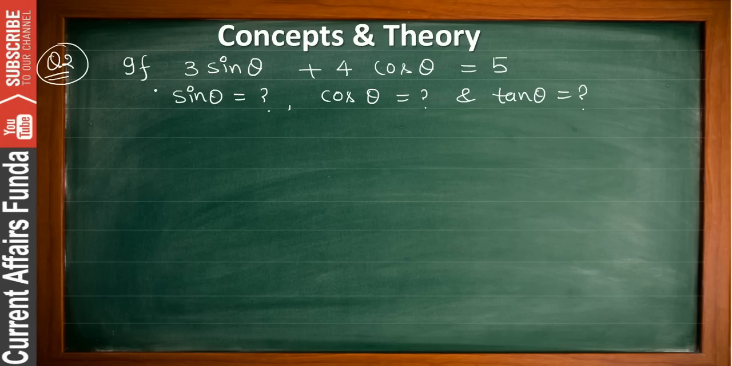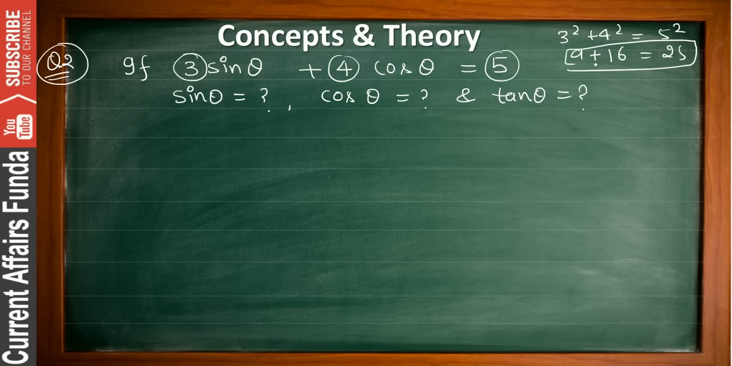Okay, so as usual, I have told you already, if these values are making a triplet, that means 3, 4 and 5. So check, kindly note down, 3 square plus 4 square, that is required to be 5 square. That means 9 plus 16, it will give you 25. So this is a valid solution. 9 plus 16 will also be 25, equal to 25. That means these values are making a triplet. So this is a triplet.